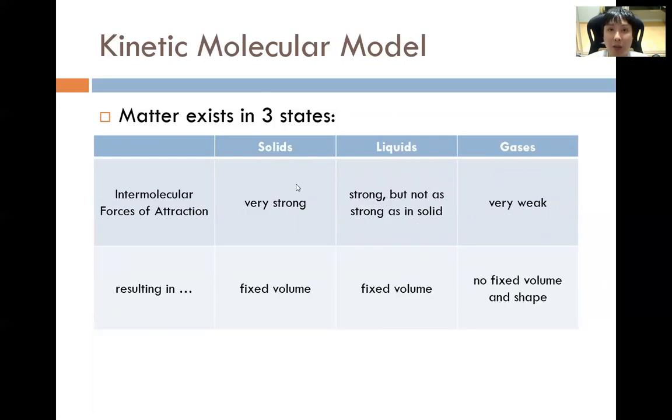In the solid state, because the particles are very close together, the intermolecular forces of attraction between the particles are very strong. In the liquid state, they are strong, but not as strong as in the solid, because the particles are further spaced. For the gaseous state, since the particles are very, very far apart, the intermolecular forces of attraction that can operate between the particles are very weak. Hence, because the intermolecular forces of attraction are very strong, solids have a fixed volume, and liquids also have a fixed volume. You cannot compress them. But for gases, because the intermolecular forces of attraction are very weak, they don't have a fixed volume and shape. A gas will just take on the shape of the container, and you can compress it.